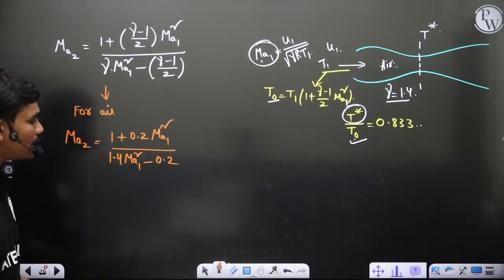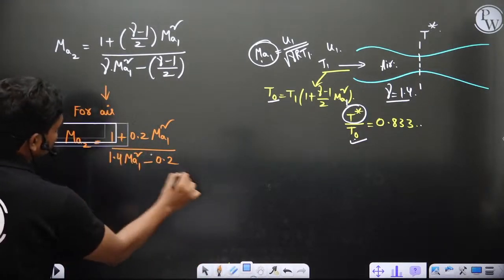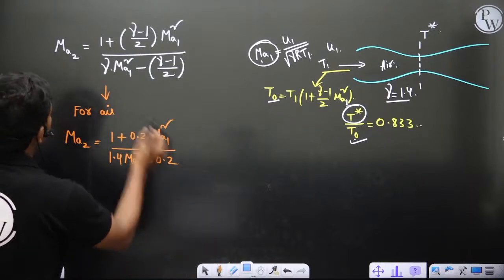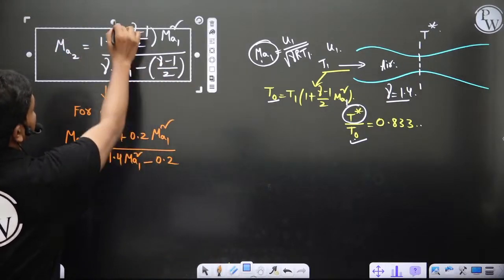Understood? Did you understand how to calculate downstream conditions of a shock? This is how. Of course, this is only for air. This is the main equation for any substance depending on your gamma.